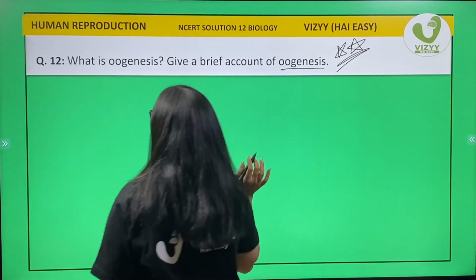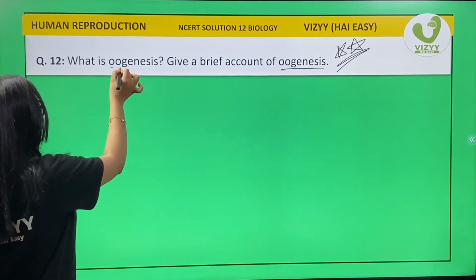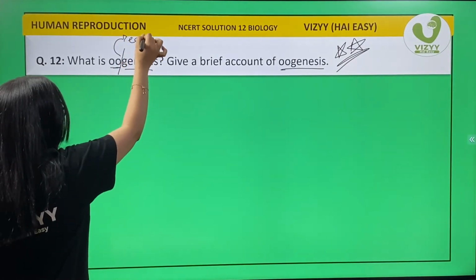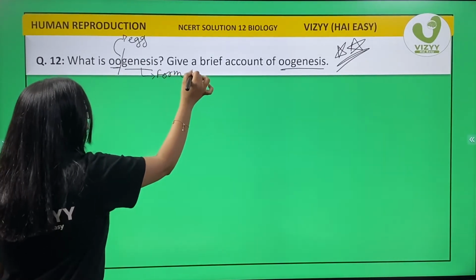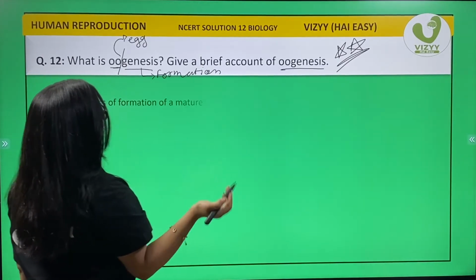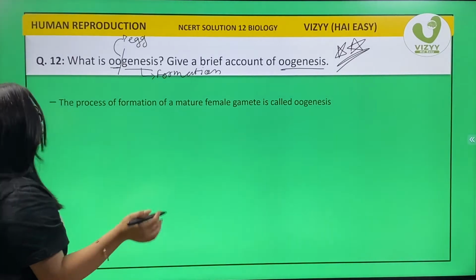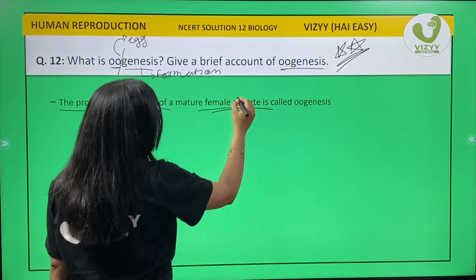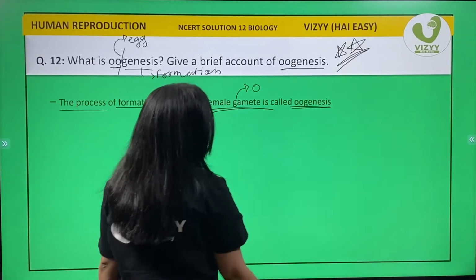As we looked at spermatogenesis, let's split the word oogenesis down. Oo means an egg and genesis is formation. So students, what is oogenesis? Oogenesis is the formation of a mature egg. The process of formation of the mature female gamete, an egg, is known as oogenesis.